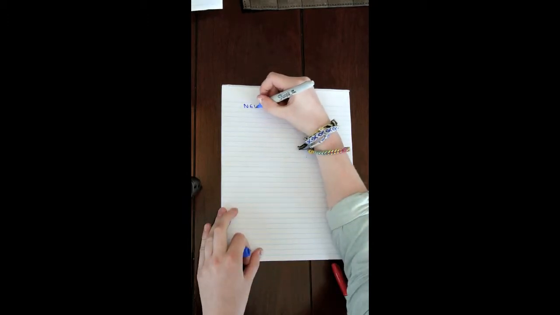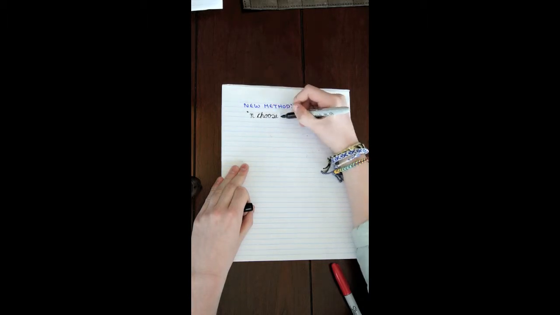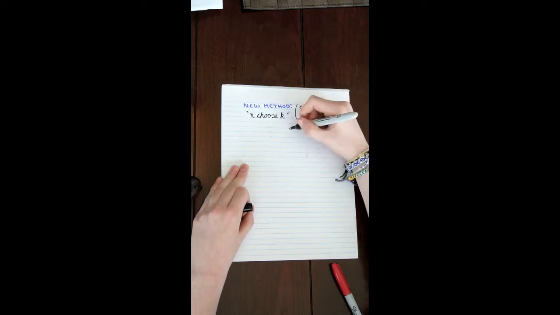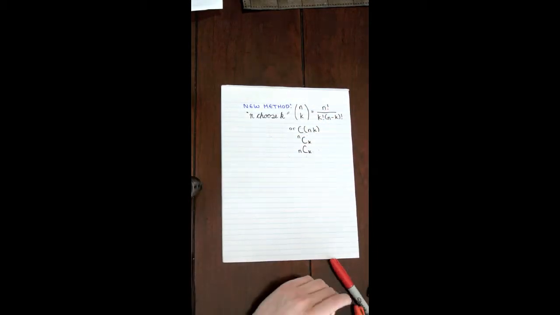So, now let's look at a new method of finding terms in Pascal's triangle. This method is actually called the n choose k method. It can be written out as n over k, n factorial over k factorial times n minus k factorial. Or a bunch of other different ways really too, but all of them equal the same thing anyways.